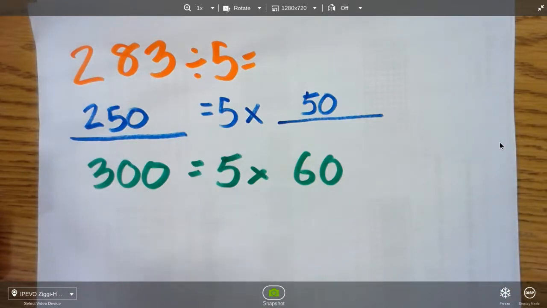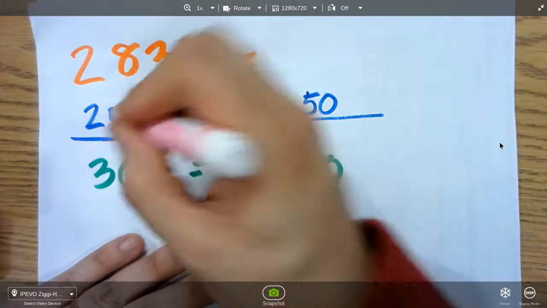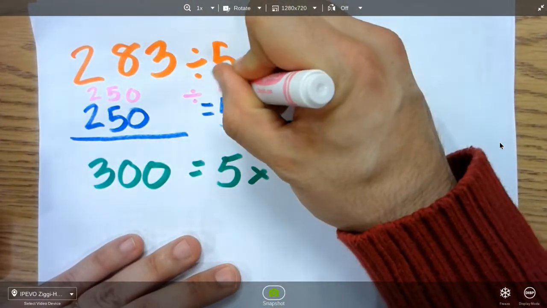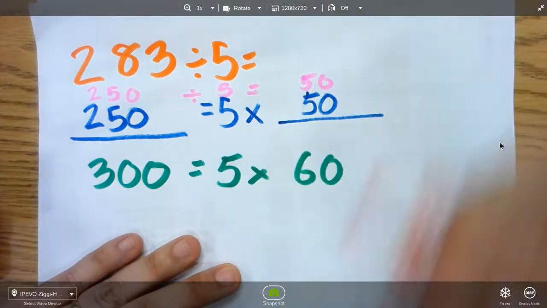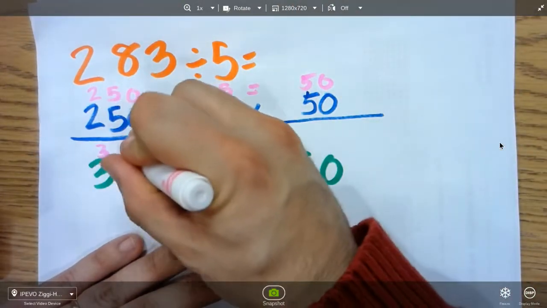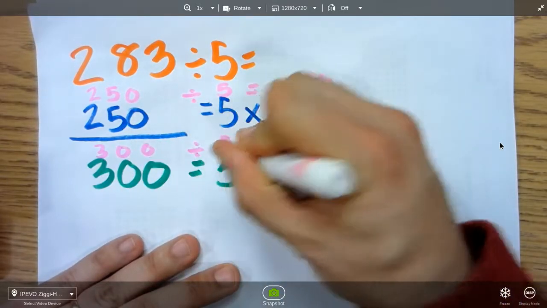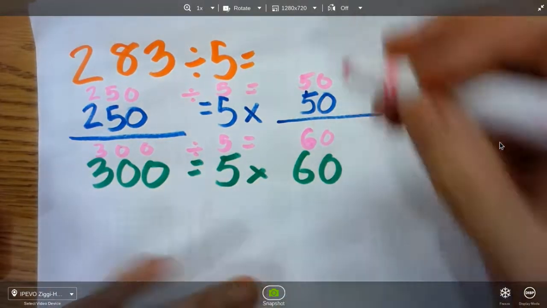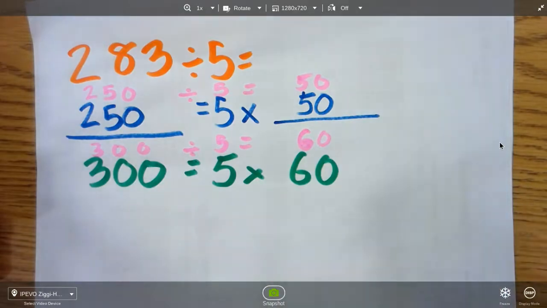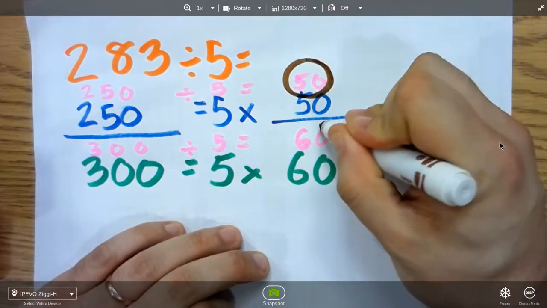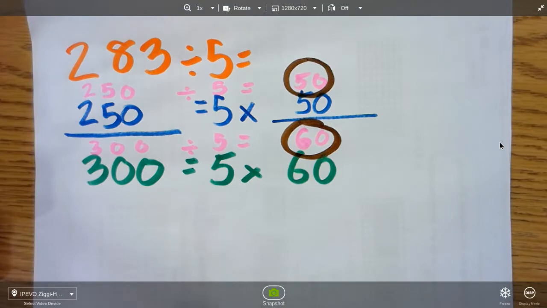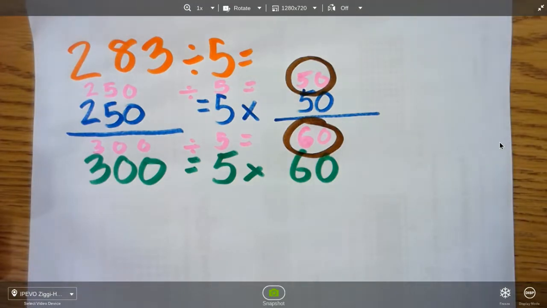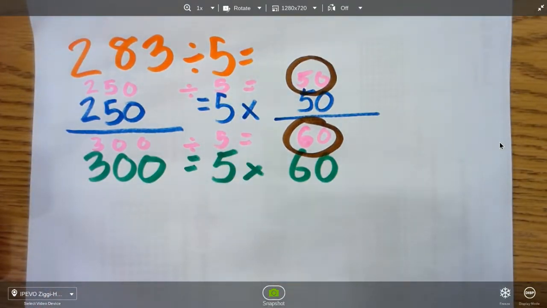So I can just change my numbers here. I can rewrite those as, I wish I'd left myself a little more room here. 250 divided by 5 equals 50. And likewise, 300 divided by 5 equals 60. So I know that my quotient has to be somewhere in between 50 and 60. That's my estimated quotient. And that's exactly where this name comes from. I'm estimating quotients using multiples, in this case, multiples of 5.